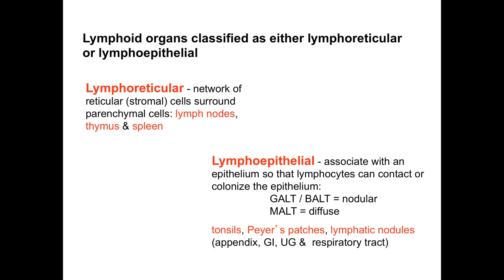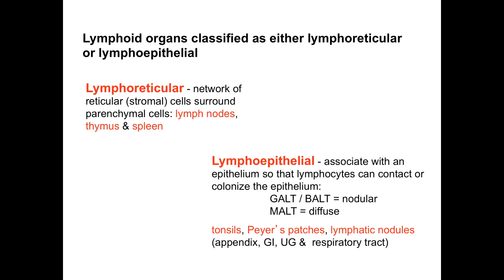Now in this course you're going to hear the terms stromal cell and parenchymal cell fairly often. The stromal cell is a connective tissue cell that provides the structural basis for organs, whereas the parenchymal cell is the functional or business cell of an organ. So we define lymphoreticular organs as the lymph nodes, thymus, and the spleen.